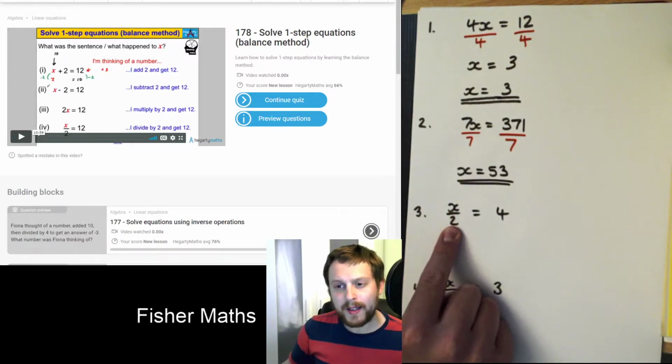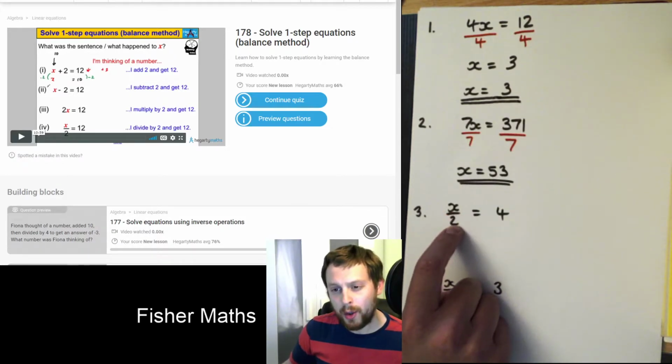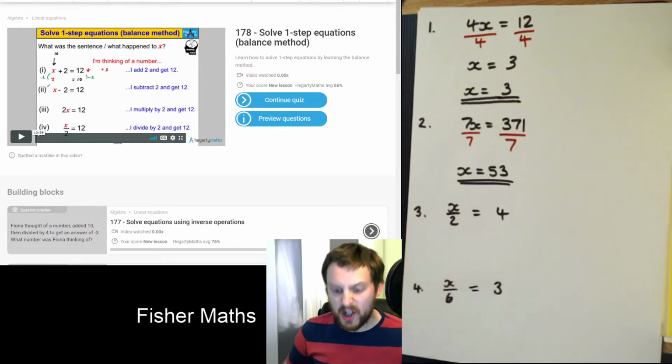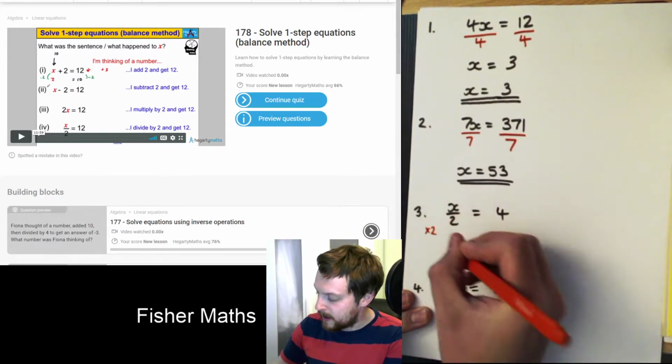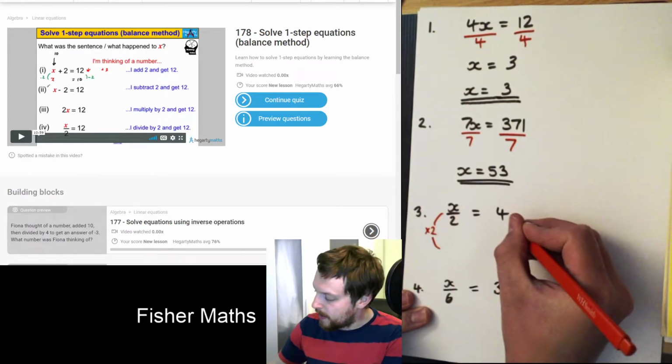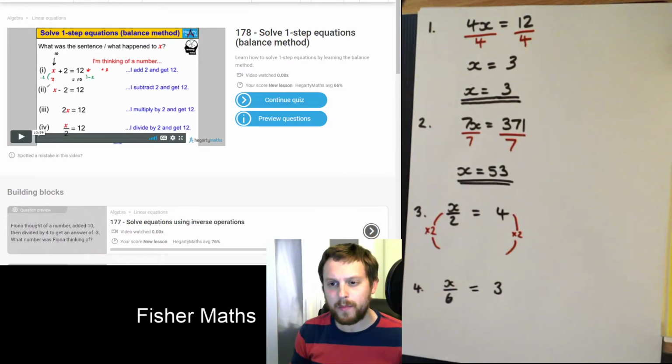What's happening to x in this question? It's being divided by 2. Not timesed by 2, divided by 2. To undo that, you do the opposite of division by 2. You times both sides by 2. So I might just put it here that I'm going to times both sides by 2, because that's the opposite of dividing by 2.